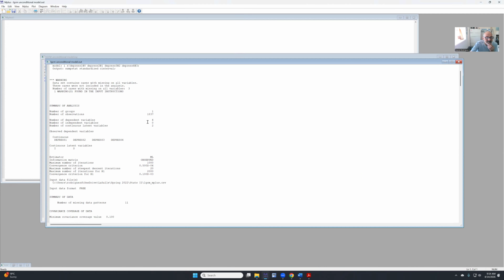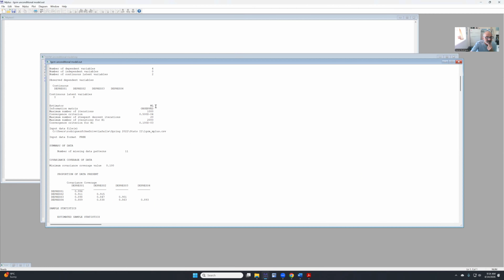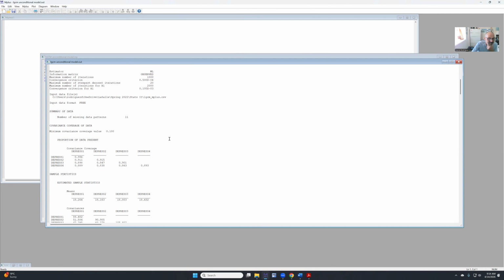I had a large data set of 1837 individuals, 4 dependent variables, 2 continuous latent variables. The latent variables are continuous. The method of estimation for parameter estimation is maximum likelihood, which is good because it allows me to make comparisons, right? Using chi-square difference tests.